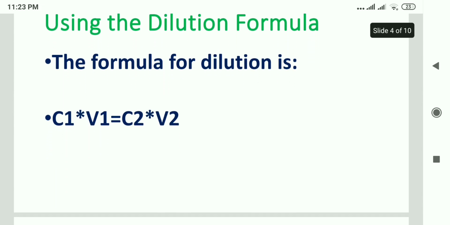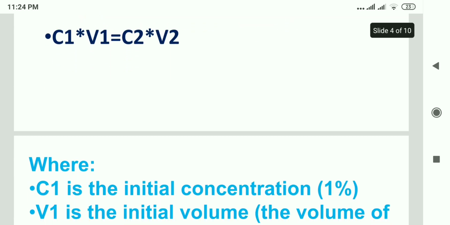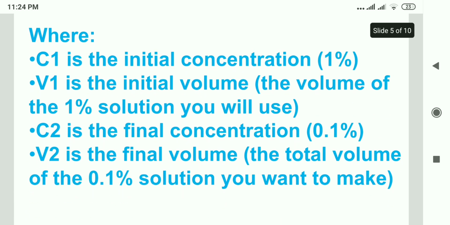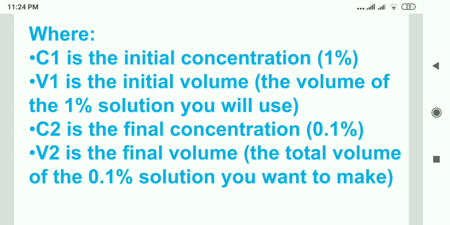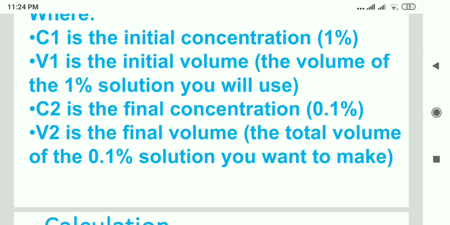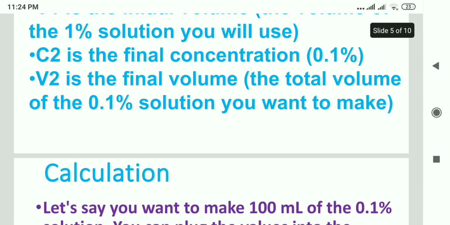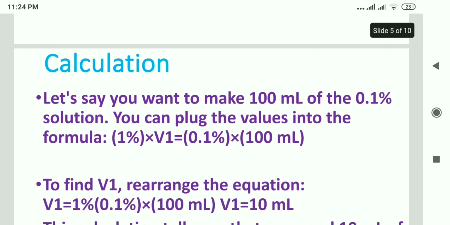Using the dilution formula: the formula for this dilution is C1V1 equals C2V2, where C1 is the initial concentration of the material, V1 is the initial volume, C2 is the final concentration, 0.1, which we need, and V2 is the final volume.